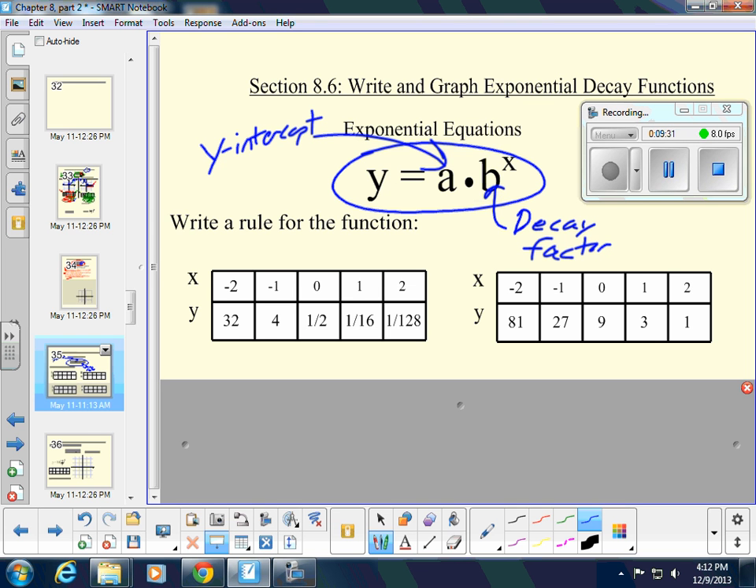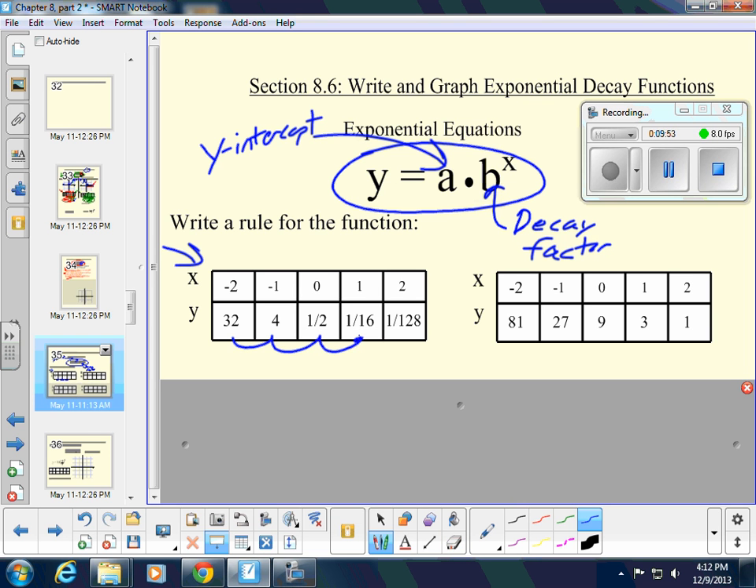And we can figure out both these things just by looking at our table. So looking at an example like this first one, what's happening to my y values as I keep going? Well, I see a pattern. It's going down. The numbers are going down. It's not subtracting every time because that'd be a linear pattern. But numbers are getting smaller every time. From 32 to 4. And then 4 down to a half.